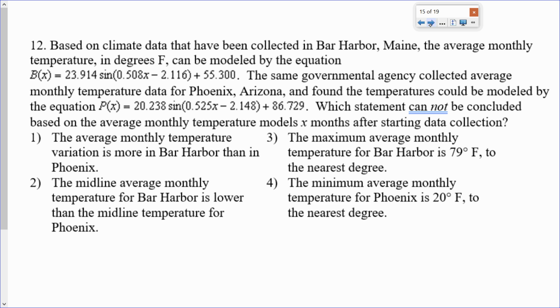Really awesome up there, by the way, in Bar Harbor, Maine. It's right outside Acadia National Park. If you ever can make it up there, it's pretty awesome.